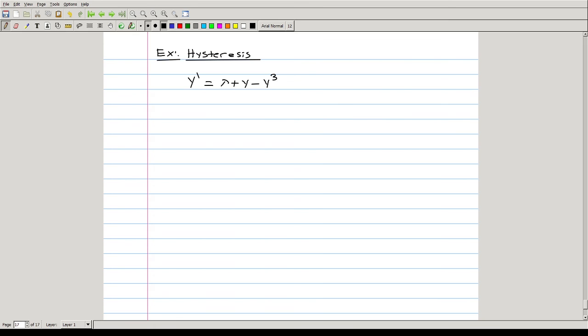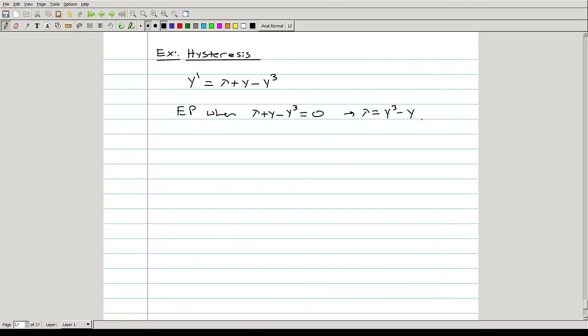So just like before, we know that this is going to have equilibrium points when lambda plus y minus y cubed equals 0, which is a general cubic polynomial equation. You can rewrite this if you want as lambda is equal to y cubed minus y.